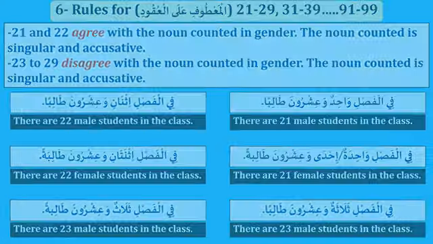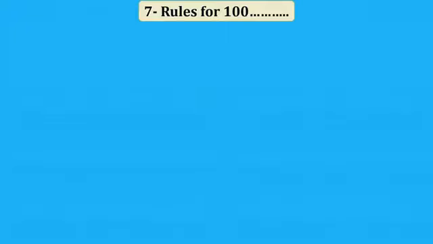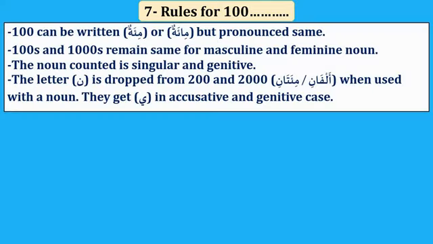Next will be numbers 100 and above. Rules for numbers 100 and above. 100 can be written like this or like that. مئة مائة. Both are pronounced the same, but in the second way we add alif, but we don't pronounce alif. Hundreds and thousands remain the same for masculine and feminine noun. There's no masculine or feminine form. The noun counted is singular and genitive.